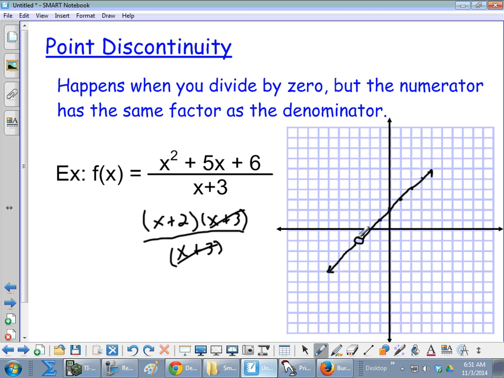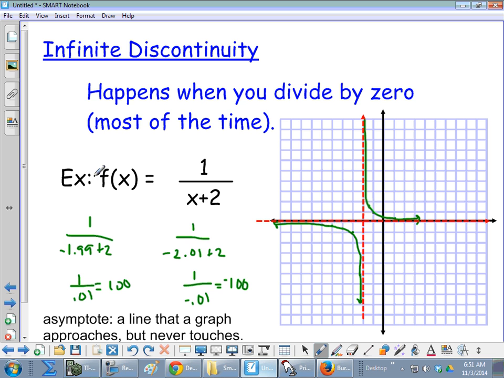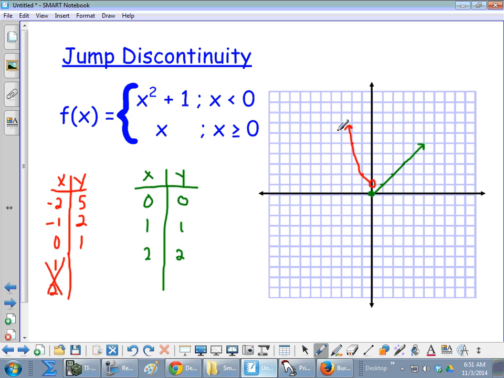So these are the three types of discontinuity. We have point discontinuity, where you cancel out something in top and bottom and there's a hole in the graph. We have infinite discontinuity, where there's a vertical asymptote. And we have jump discontinuity, where the graph on the left and the graph on the right have a vertical gap in between them. And that is the beginnings of continuity.